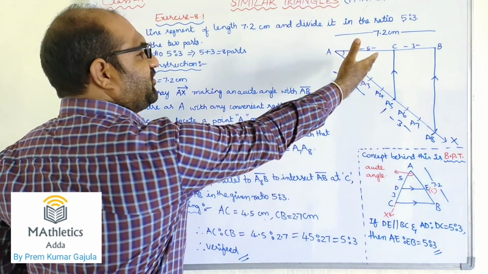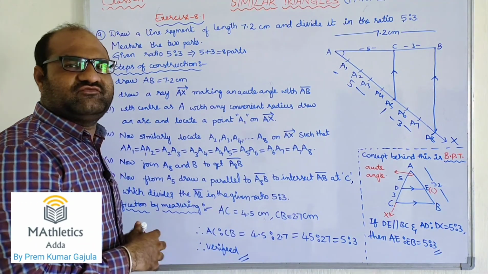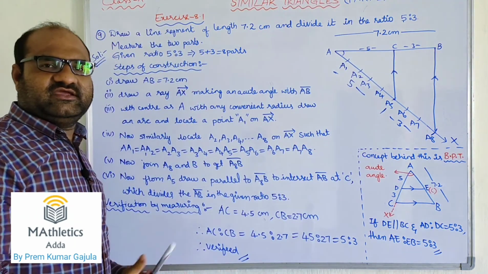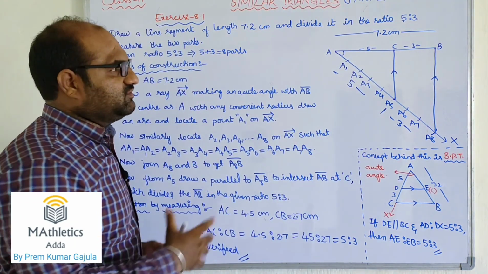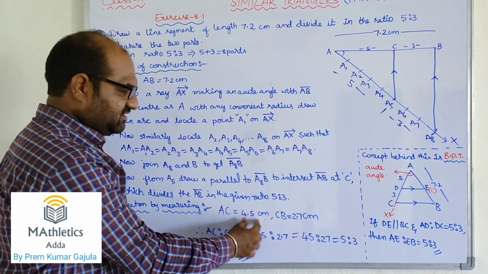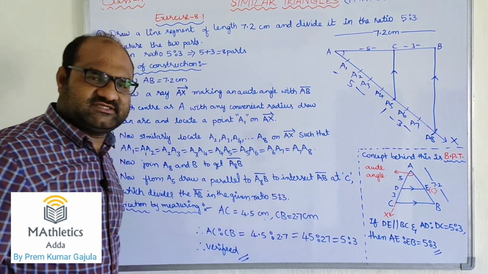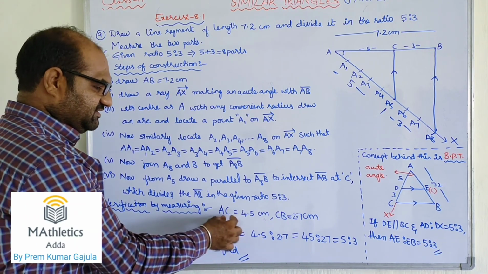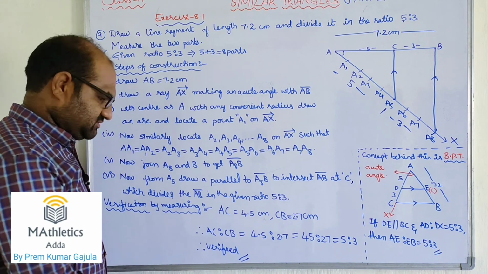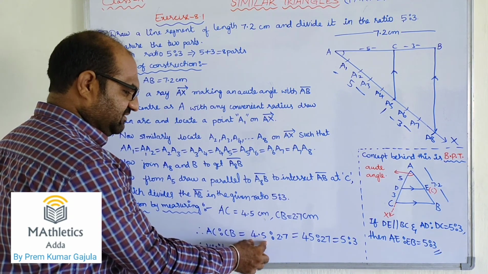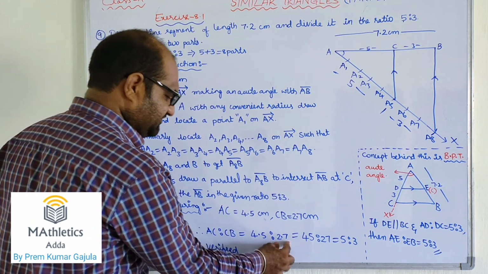After getting the point C which divides AB in the ratio 5:3, let us measure AC and BC. I don't have any geometrical items to measure, but you can measure. You will definitely get AC equal to 4.5 centimeters and CB equal to 2.7 centimeters. What we have to verify is whether C is dividing in the given ratio or not. So AC to CB you have to find. This is 4.5 centimeters and CB is 2.7 centimeters.